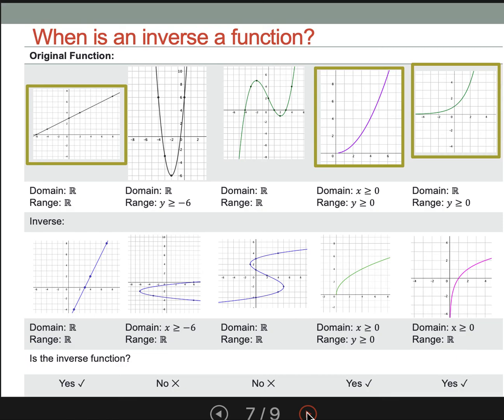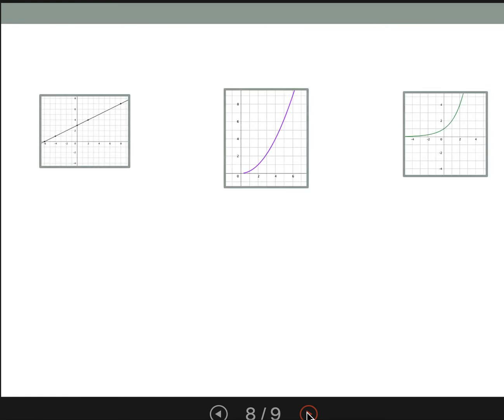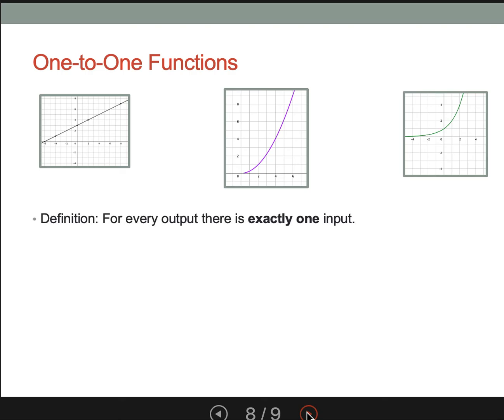Okay, these functions, let's focus on these. So here they are. These functions are called one-to-one functions. Okay, so for one-to-one functions, the definition is that for every output there is exactly one input. And so you'll see why I kept saying horizontal when I meant vertical, because there's another thing called the horizontal line test. So if a function is a one-to-one function, it passes the horizontal line test.